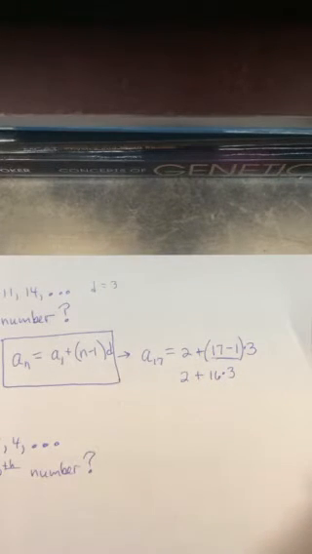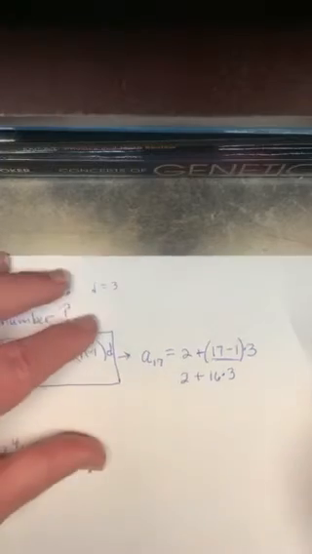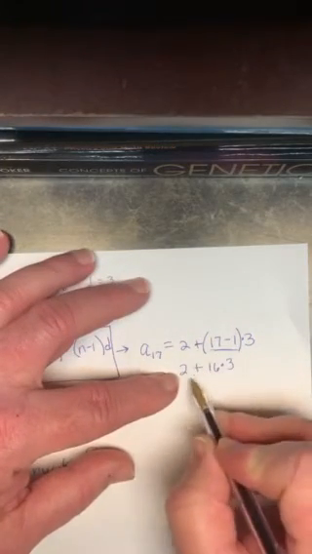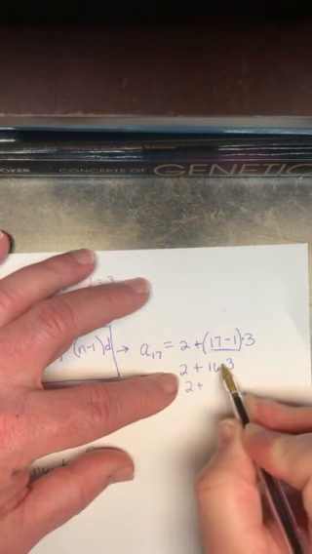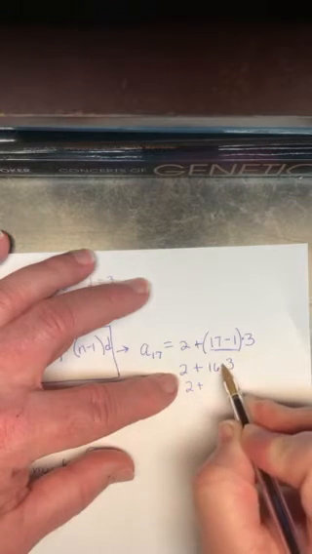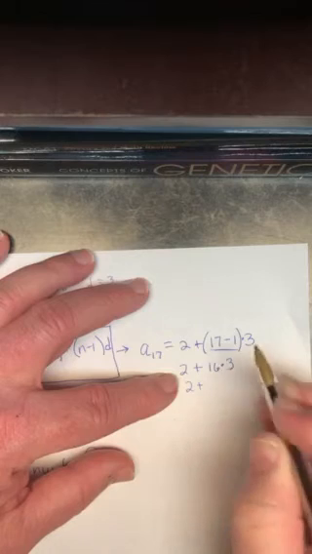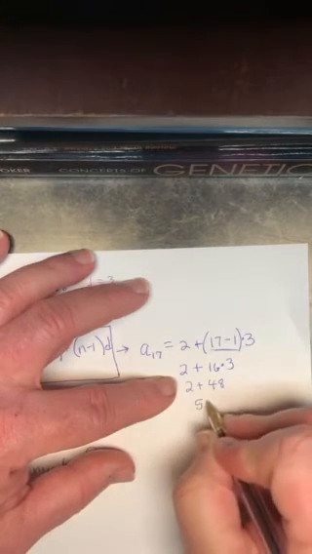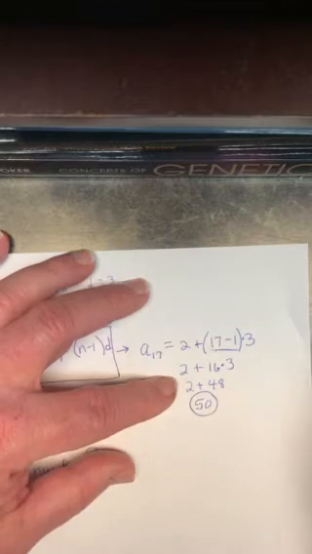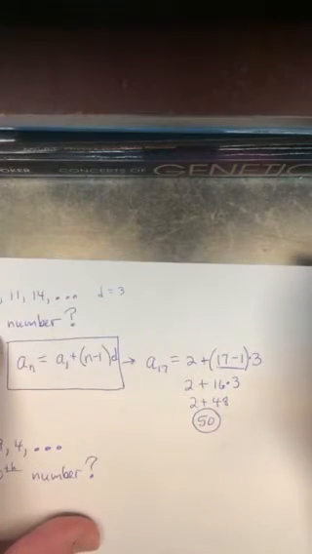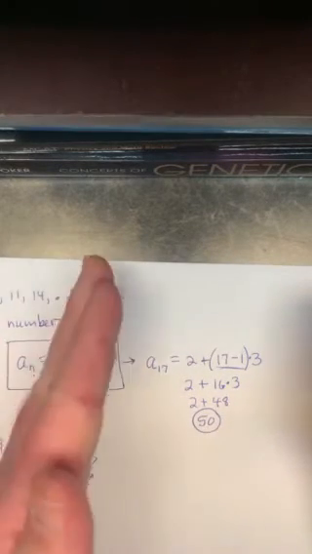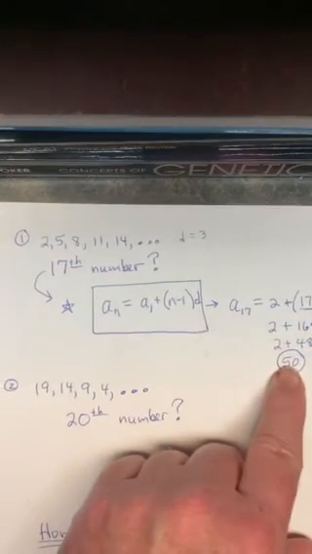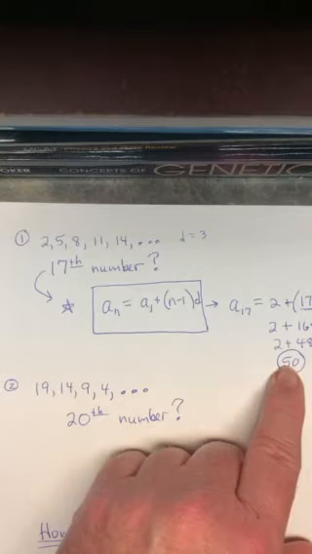Remember PEMDAS? Please excuse my dear Aunt Sally. So guys, on order of operations here, leave the plus sign alone. Always multiply first. 16 times 3 is 48. And 2 plus 48. Oh my gosh, I'll be darned. If I said, quick, what's the 17th number? The 17th number would be 50. So let's try one more to make sure we can use that formula.